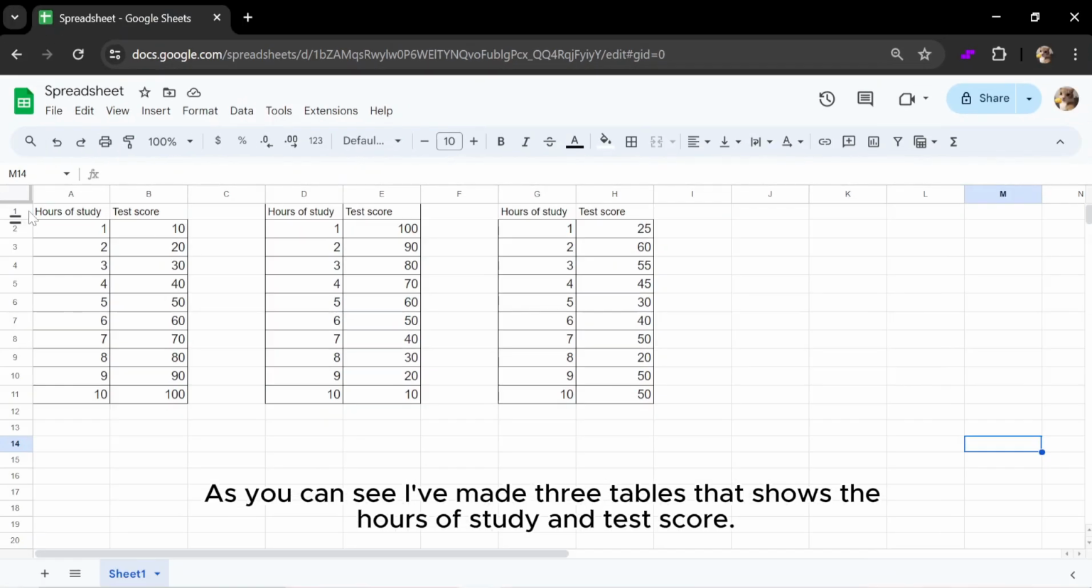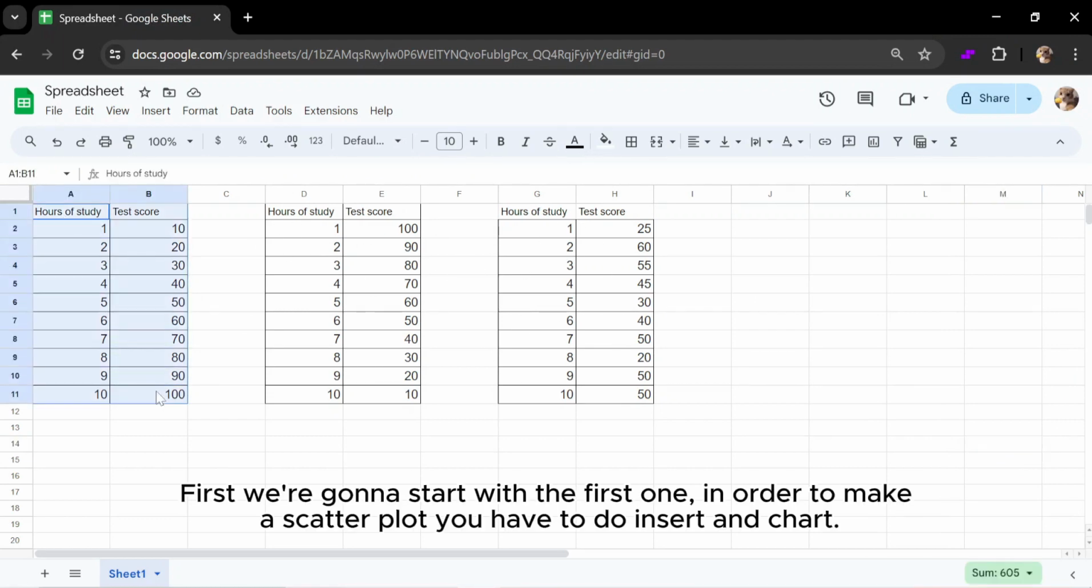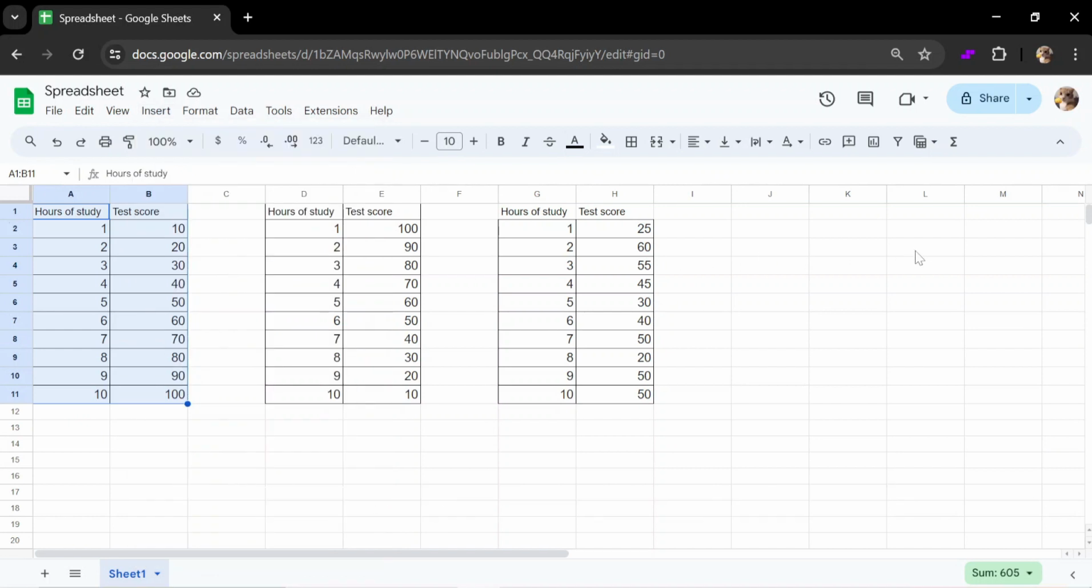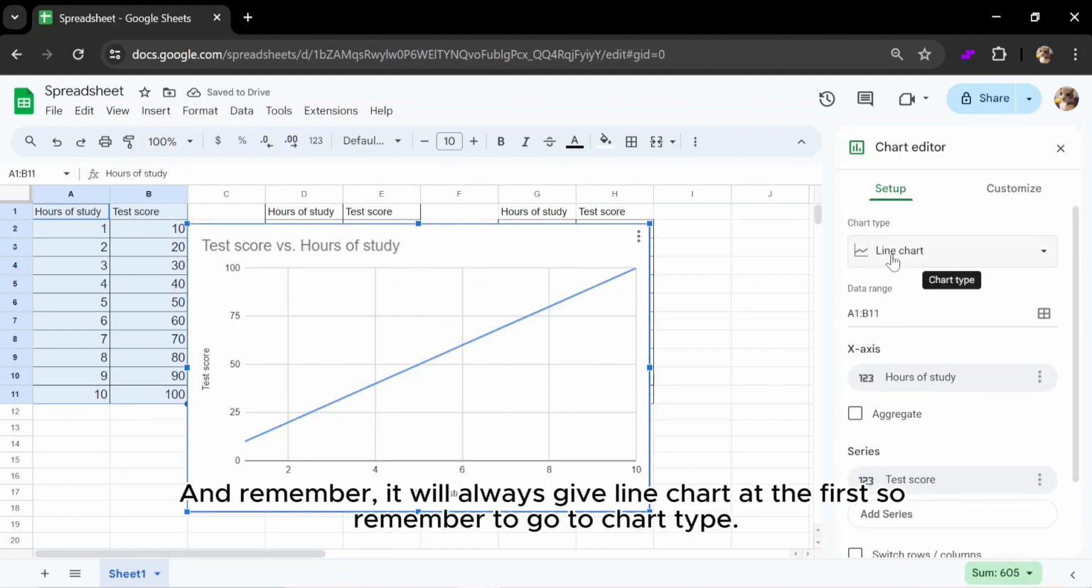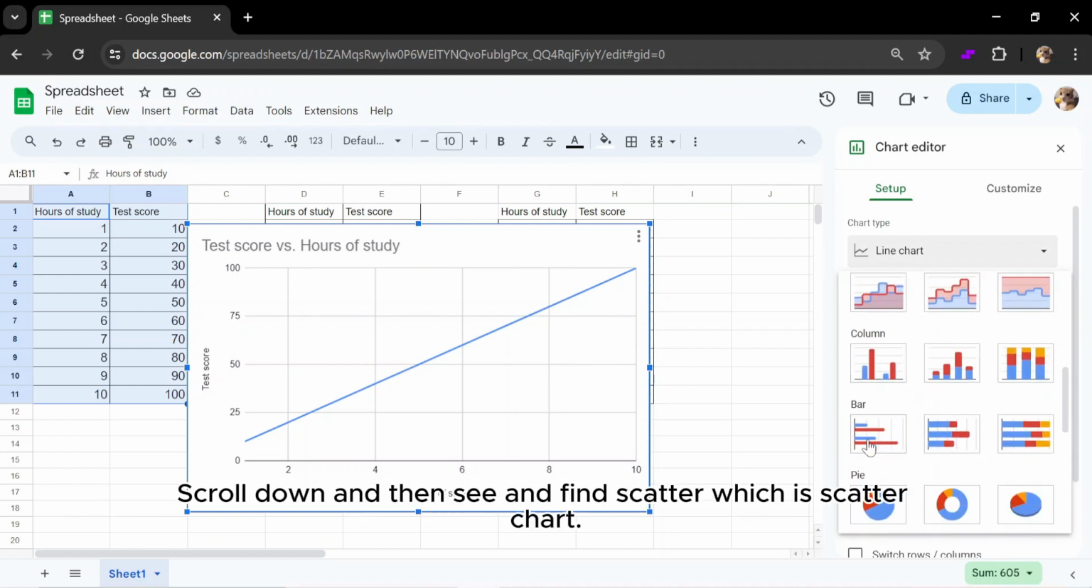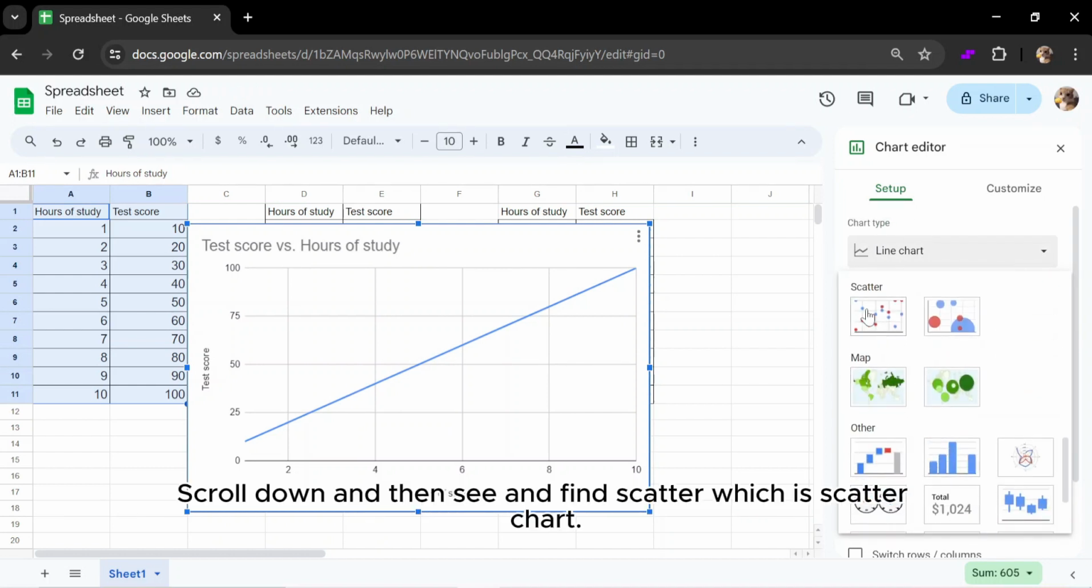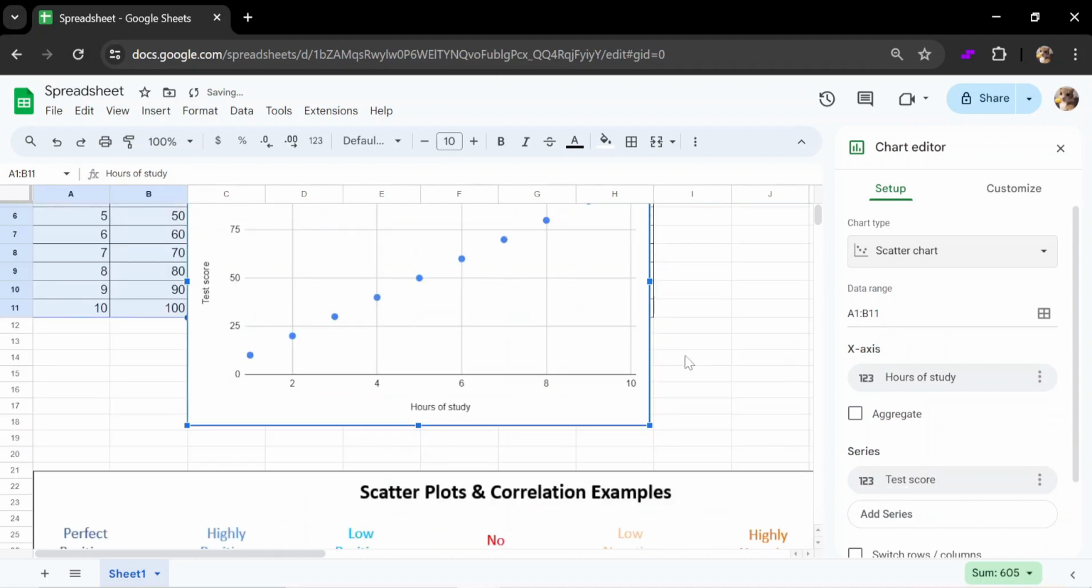As you can see, I've made 3 tables that show the hours of study and test score. First, we're going to start with the first one. In order to make a scatter plot, you will have to do insert and chart. And remember, it will always give a line chart at first. So remember to go to chart type, scroll down and find scatter, which is scatter chart.